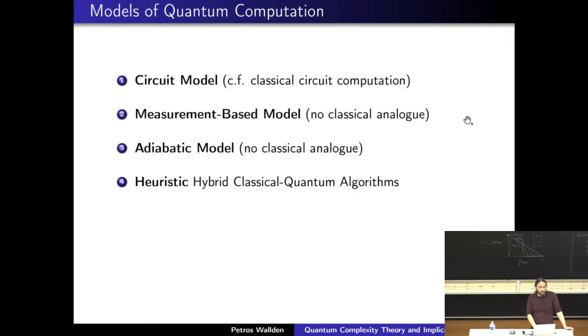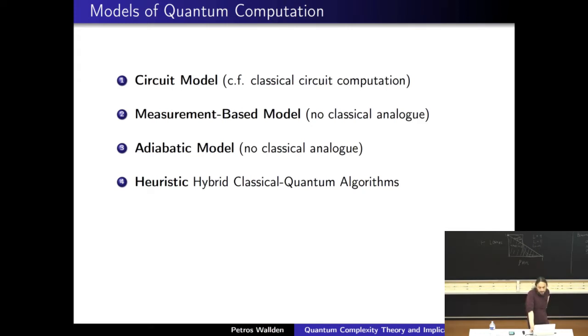So the models of quantum computation, there are a few more models than these, but I'll focus on those. The first one is the one that everyone knows. I'm sure if you're in this room, you definitely know that one: the circuit model. It is the direct quantum analog of a classical circuit computation. And then there are two other models of computation that don't have a classical analog: measurement-based quantum computing, MBQC, and adiabatic quantum computing.